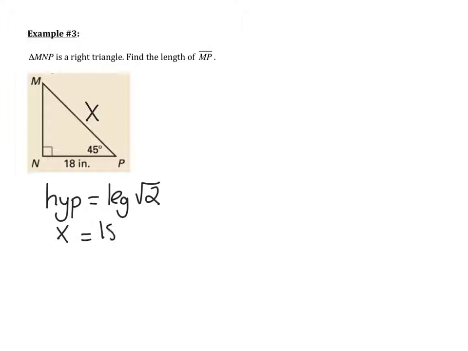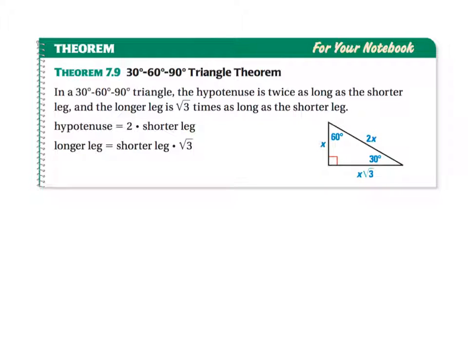So it'd be 18 times the square root of 2, which is as far as I can break it down. So the hypotenuse in this case is 18 square root of 2. So that's a look at the 45, 45, 90s.